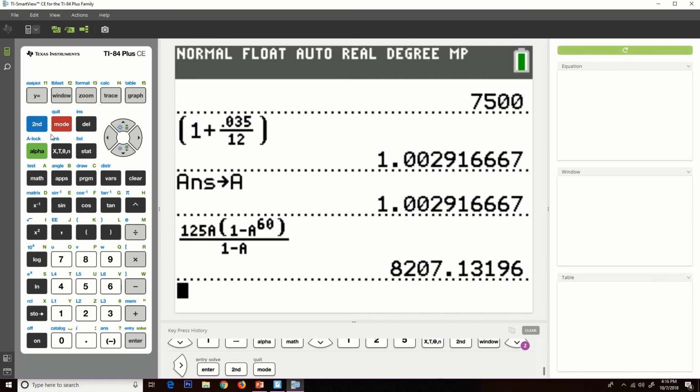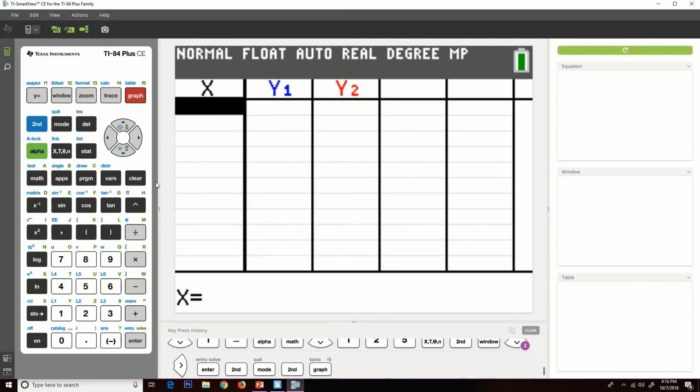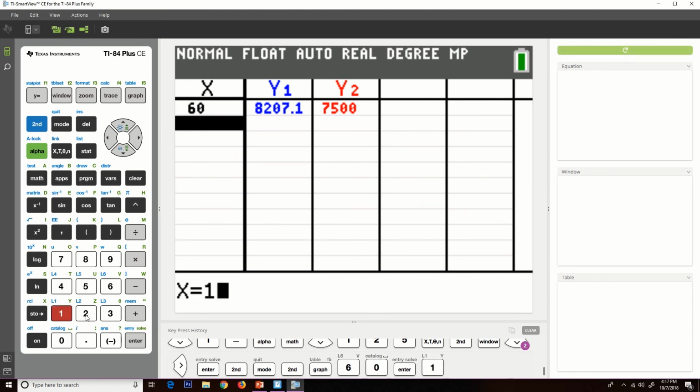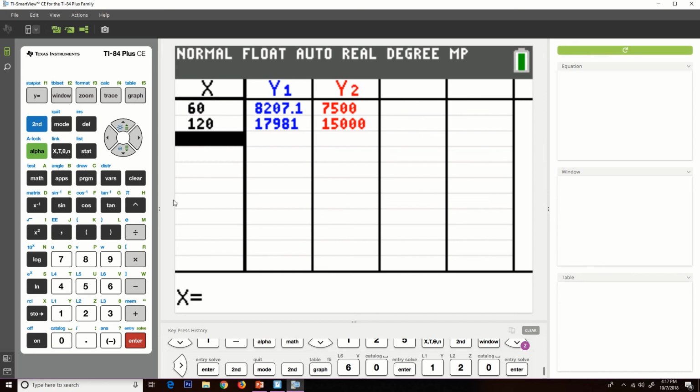All right, and so let's go to our table. 60 months was 5 years, and we saved $7,500 and we have $8,200 in the bank. After 10 years, that would be 120 months. After 120 months, we've saved $1,500 and we have in the bank $17,900, so almost $18,000. So we've almost made $3,000 already.